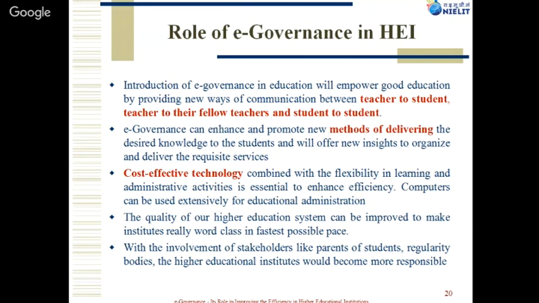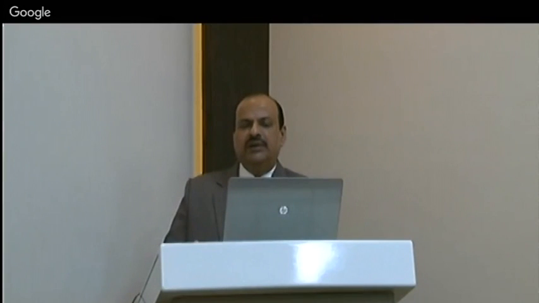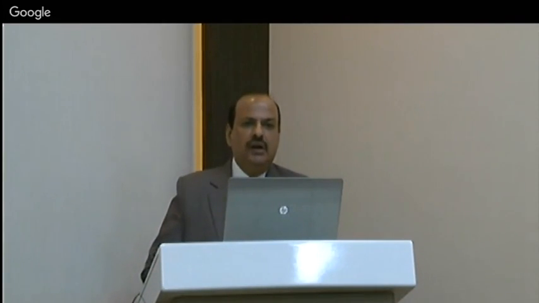This is the area where the services and the teaching methodology can be improved, and new teaching aids can be used and also shared. With the involvement of stakeholders like parents of the students, regulatory bodies, and higher educational institutes, it will become more responsible for them.